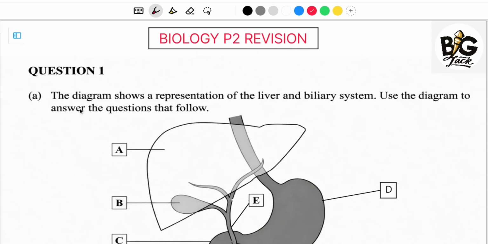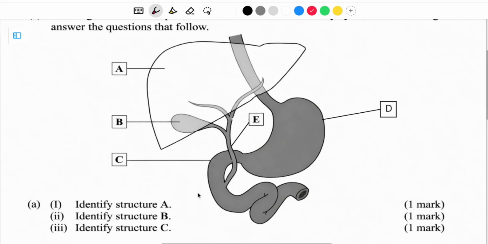So just have question 1. The question is saying the diagram shows a presentation of the liver as well as the biliary system. So using the diagram to answer the questions that follow. So we have the parts from A up to E. So question A is asking us to identify A up to C. So before we identify these parts, let me just try to explain about what we have here.